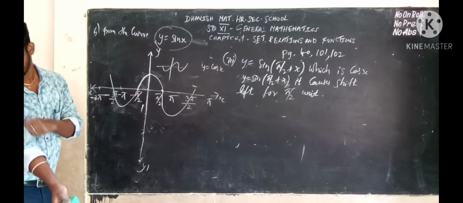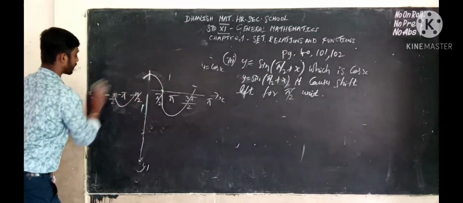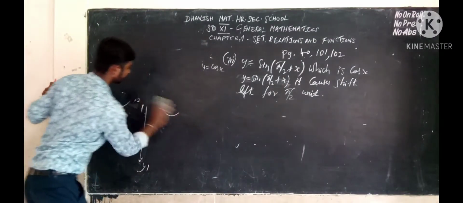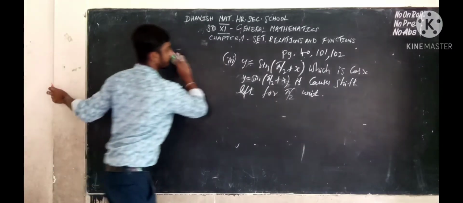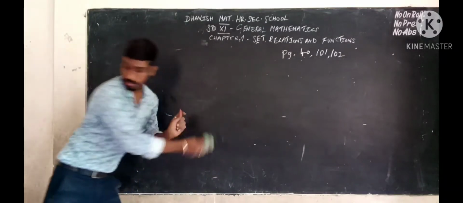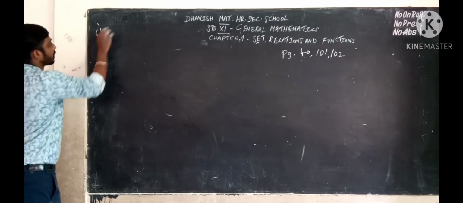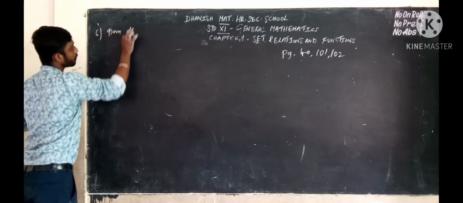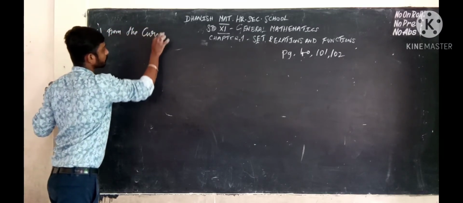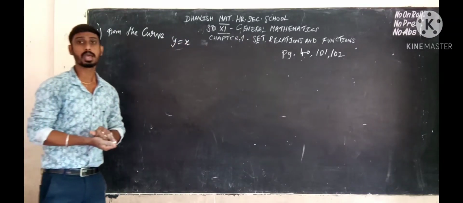The fourth question will be the homework for you. Let's see the sixth one. What's the question they have given here? Let's try the sixth one. From the curve y is equal to x, from the curve y is equal to x.